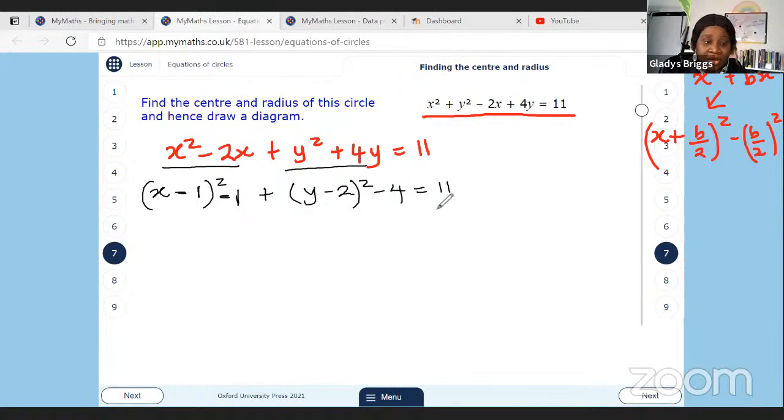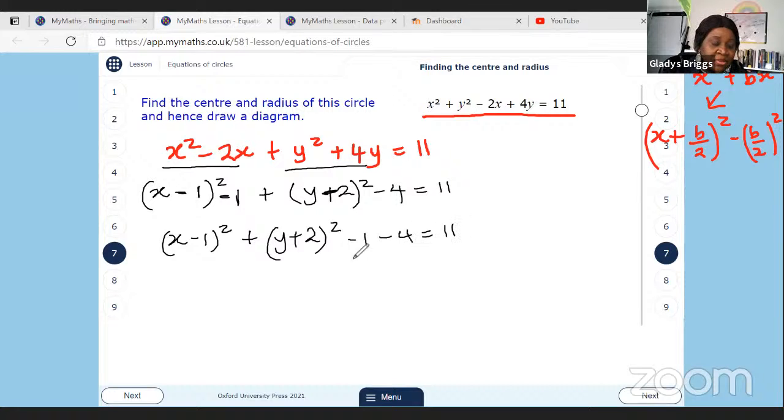Okay, so we got this now. Now we need to collect all the number terms to one side and all the square terms to one side. So x minus 1 squared plus y minus 2. Oh, is it y minus or plus? I think this is plus here. y plus 2 squared, minus 1 minus 4 is equal to 11. Minus 1 minus 4 is minus 5. So we come down here: x minus 1 squared plus y plus 2 squared is equal to 11 plus 5.